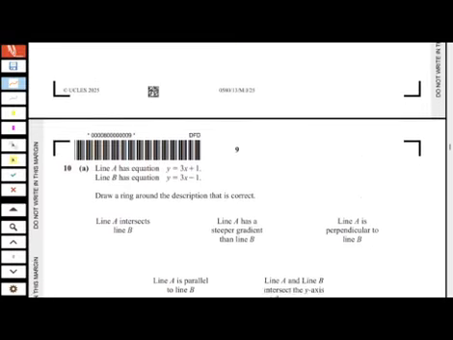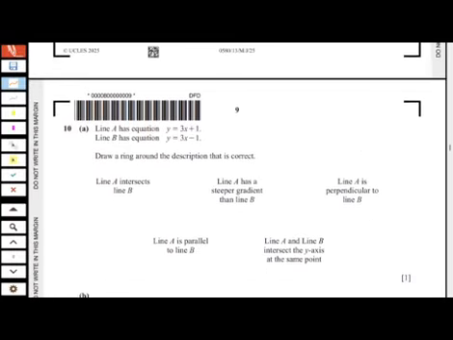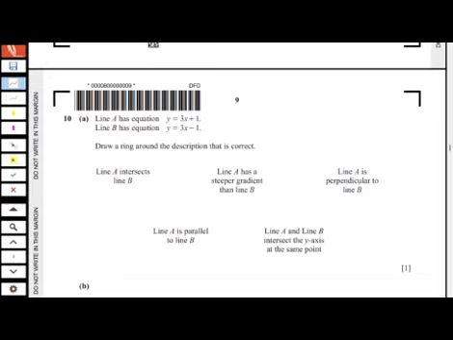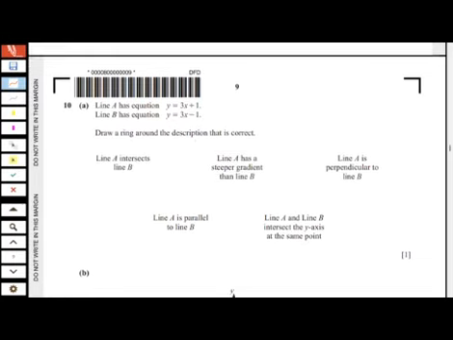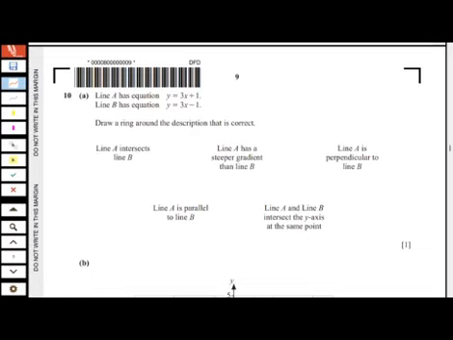Next, question number 10, part A. The line A has equation y equals 3x plus 1. The line B has equation y equals 3x minus 1. Draw a ring around the description that is correct. Line A intersects line B. No, line A does not intersect line B, because they must have an intersection point, and it doesn't have any intersection point.